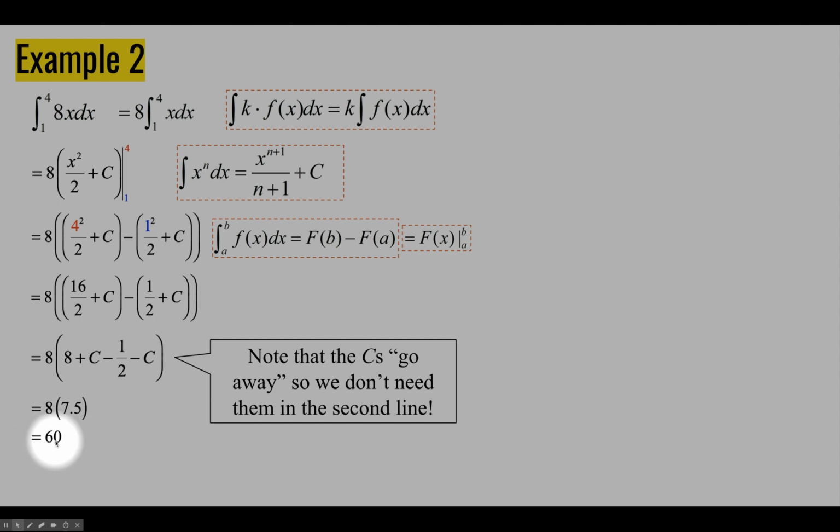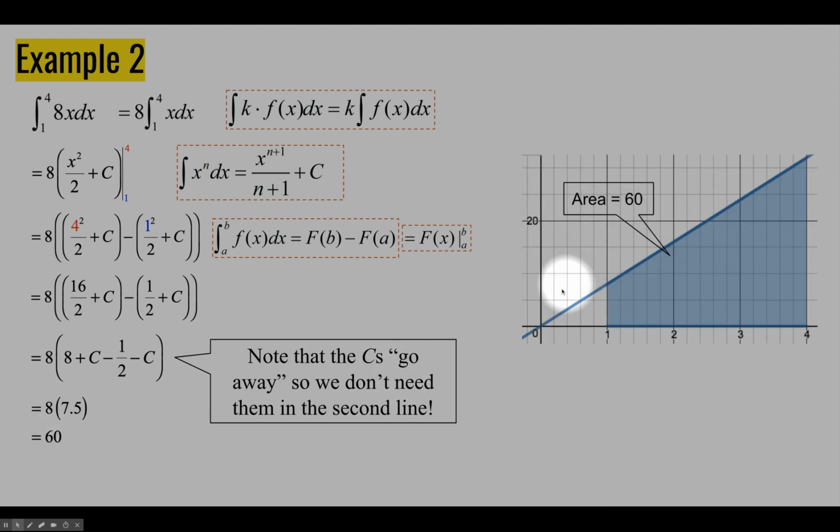Now remember, this represents a signed area. So if I were to take a look at the picture of this function, this is a straight line, y equals 8x. And if I look at the area trapped between 1 and 4, between the graph and the x-axis, this area would be exactly equal to 60. That is the signed area. Now in this case, there was no negative area that the integral would have subtracted. It's all positive, but the integral makes sure to take that into account.